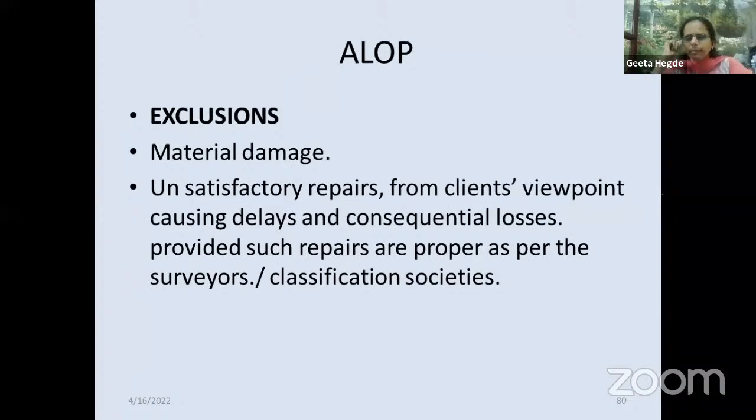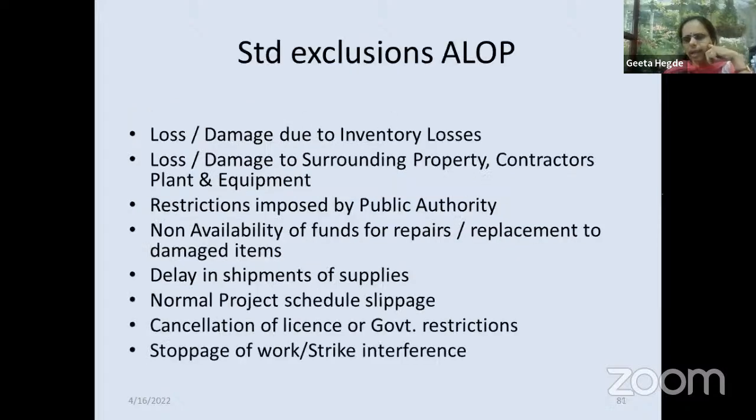So material damage is an exclusion because material damage is covered under your material damage policy. Unsatisfactory repairs from the client's viewpoint causing delay and consequential loss, provided such repairs are proper as per the surveyor or classification societies. Standard exclusions will be inventory loss, loss or damage to the surrounding property, plant and equipment, restrictions of public authority, non-availability of funds, delay in the shipment of the supply.